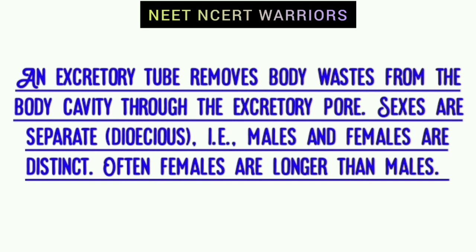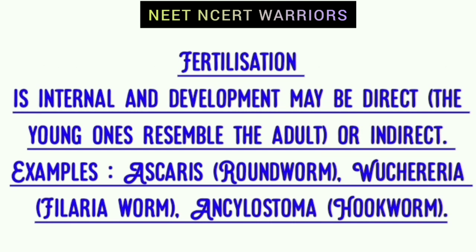An excretory tube removes body wastes from the body cavity through the excretory pore. Sexes are separate, dioecious, that is, males and females are distinct. Often females are longer than males. Fertilization is internal and development may be direct, that is, the young ones resemble the adult, or indirect. Examples: Ascaris, roundworm; Wuchereria, filaria worm; Ancylostoma, hookworm.